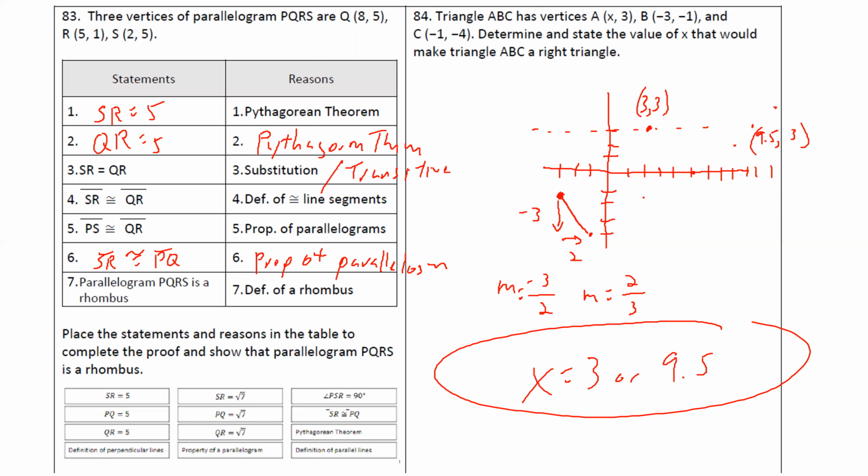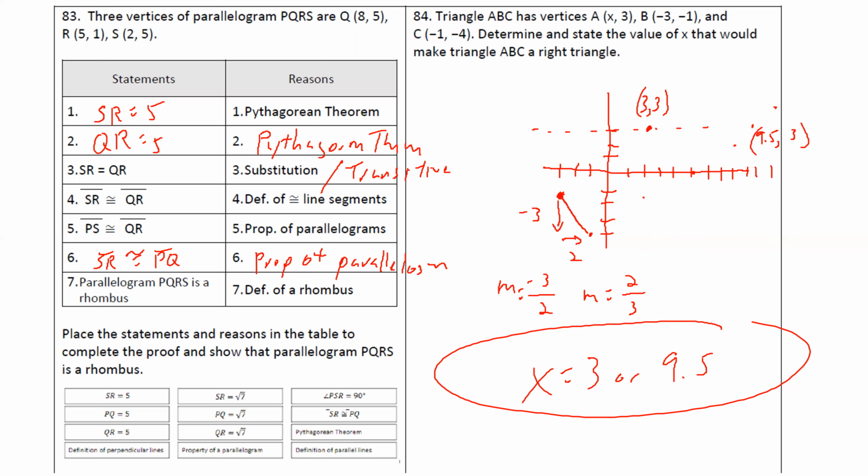For 84, the reason why I left this one up there, I didn't like it because, again, there's 2 answers. We could have made a triangle one of 2 ways. First, I graphed the points that they gave us. All right, I graphed these 2 that were in this quadrant down here.